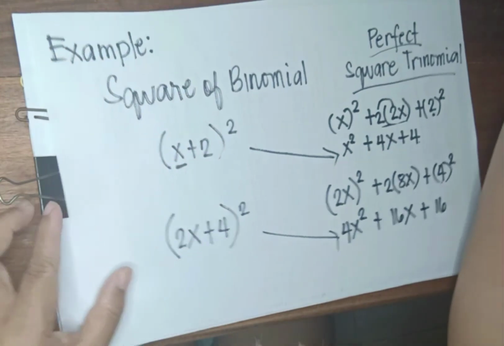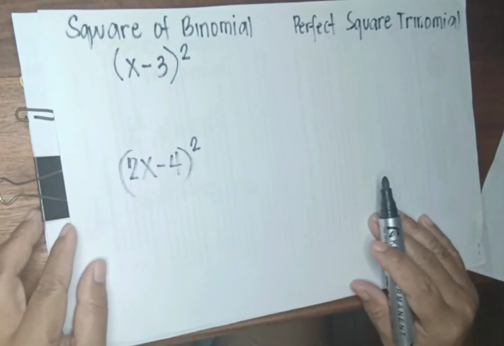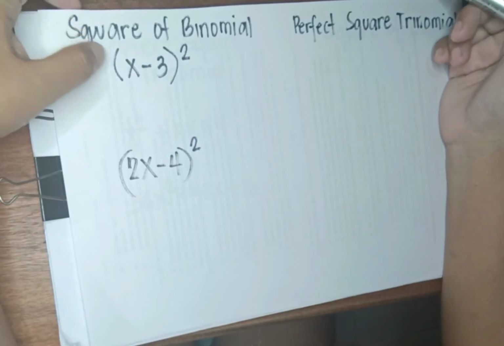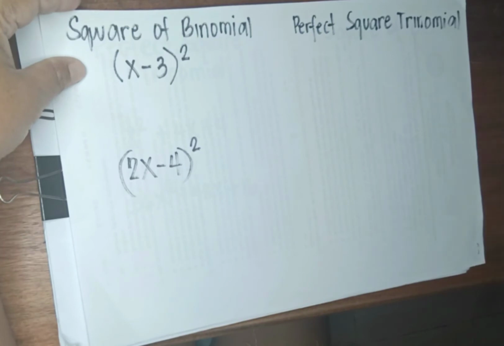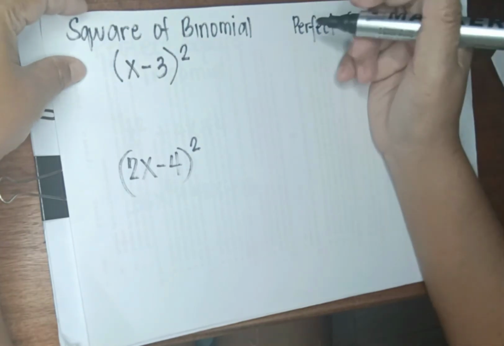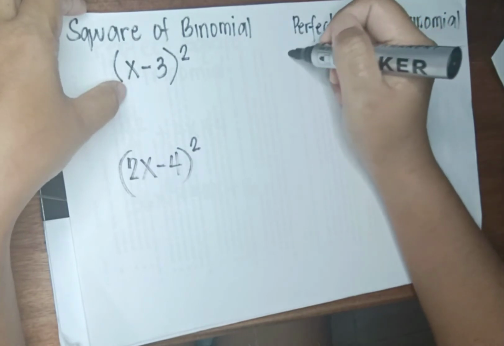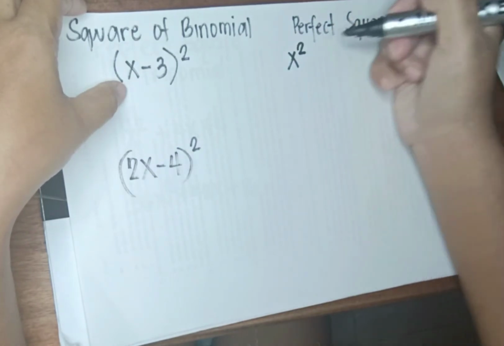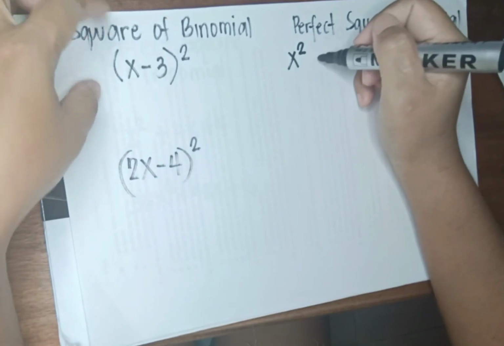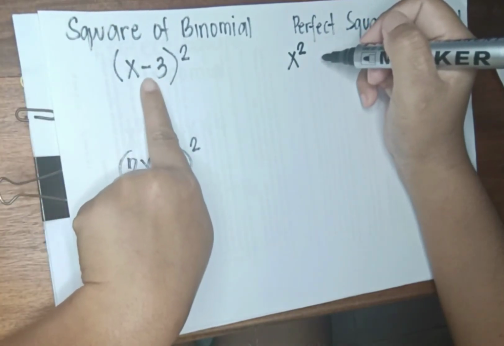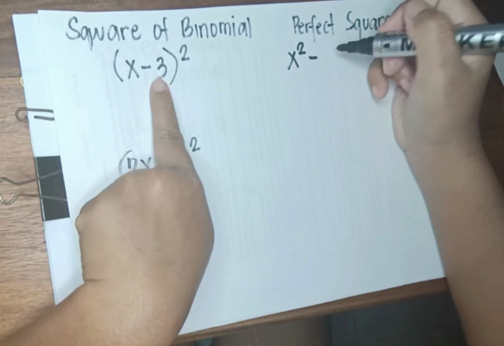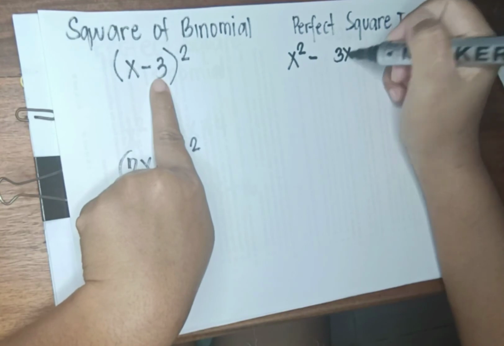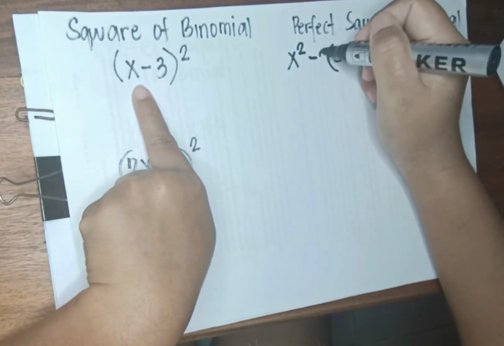Okay, next. What if you are given a square of binomial again, but this time, minus naman yung nasa gitna? So i-apply naman natin yung sinabi ko kanina. Alright, so just the same process. Copy your first term, square mo siya. Then, multiply mo ito. X times negative 3, kaya meron kang negative sign dyan. So, which is 3x. Times, then don't forget, 2.